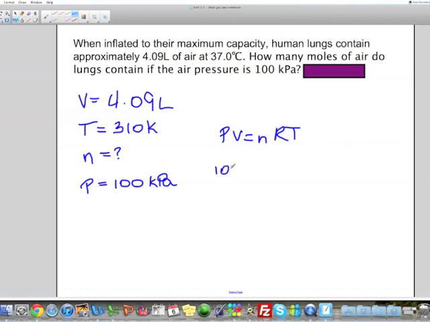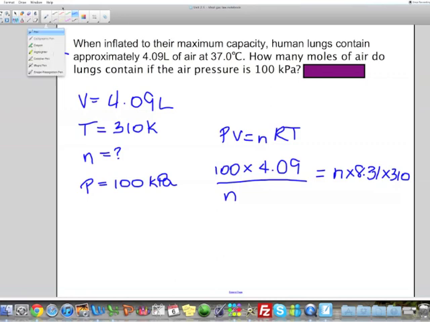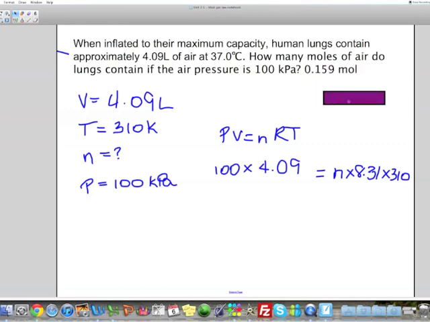I will replace. So I have 100 times 4.09 liters over, and I don't know what it is. Actually, sorry, what I should say is nRT. So n times 8.31, which is the constant, times my temperature of 310 Kelvin. So let me go and erase this. So now all I have left to do is to solve for my n over here. So I will do 100 times 4.09 divided by 8.31 and also divided by 310. So that will give me, in the end, 0.159 mole.